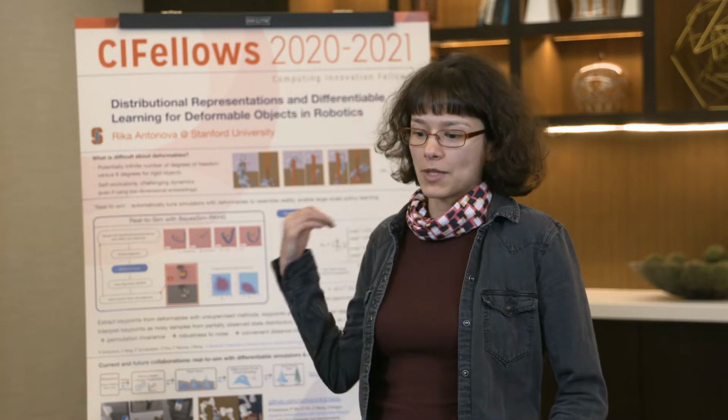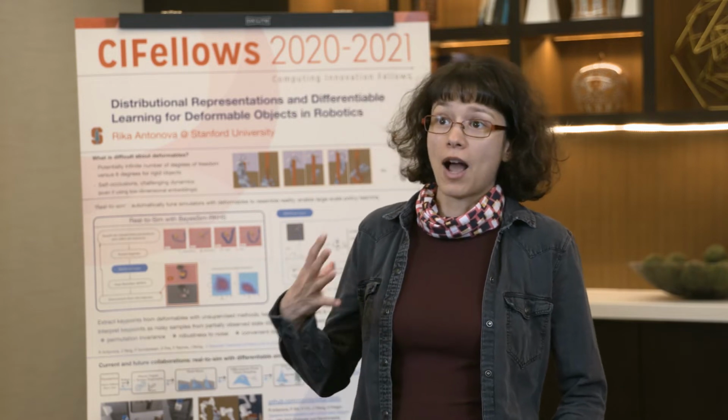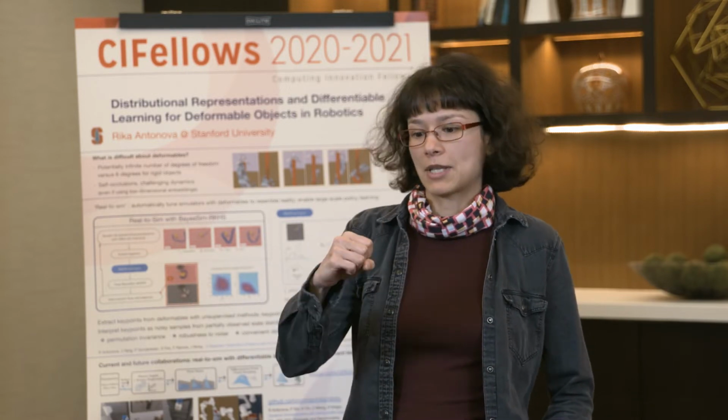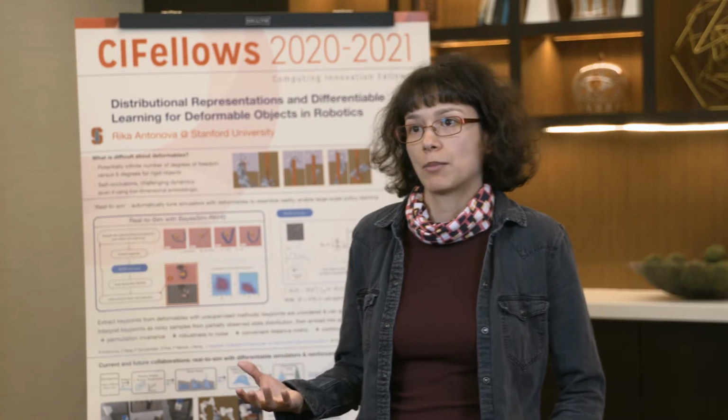And so the poster presented here was about distributional representations and learning in a differentiable way. So in terms of distributional representations for deformables, we're interested in representing highly deformable objects. And what are the challenges here? The deformables can have potentially an infinite number of degrees of freedom, which means that we cannot simply represent them by specifying the position and the orientation of the object as we would do for rigid objects. And another challenge is that they have highly complex dynamics, so we cannot easily represent the motion of the object in a lower dimensional space.